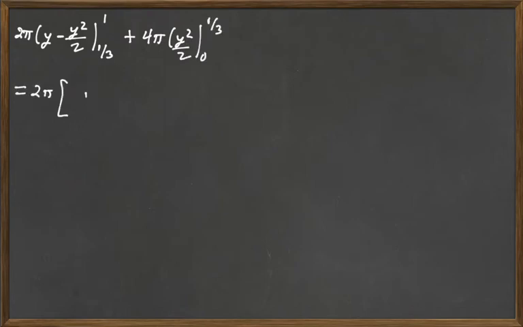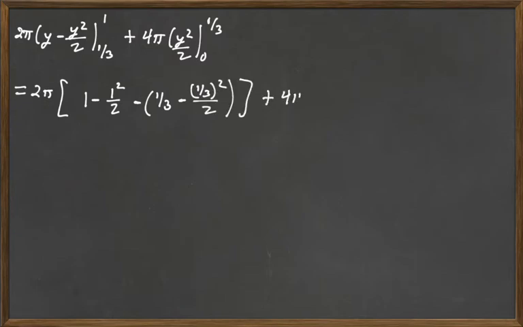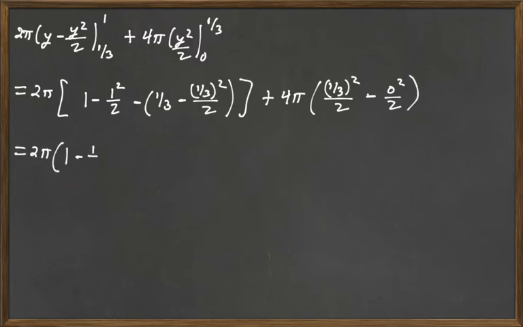Okay, so 2 pi times (1 minus 1/2 squared minus (1/3 minus 1/3 squared over 2)) plus 4 pi times (1/3 squared over 2 minus 0 squared over 2). So it's going to be 2 pi times (1 minus 1/2 minus 1/3 plus 1 over 18) plus 4 pi times 1 over 18.